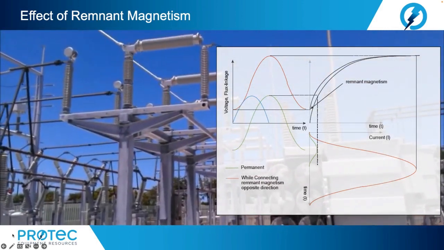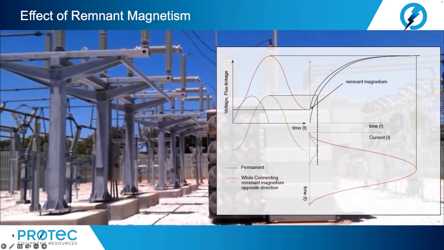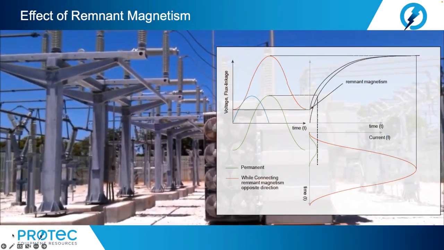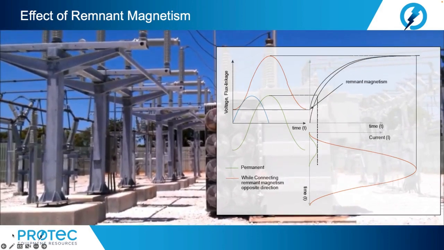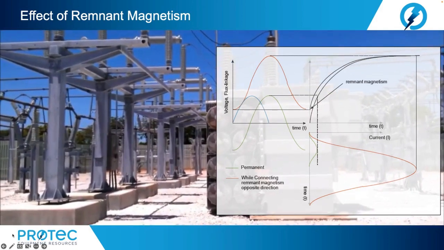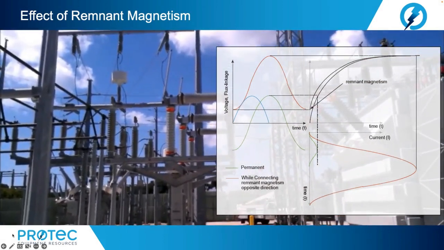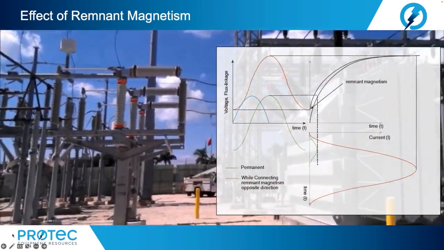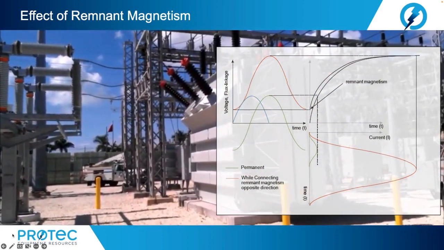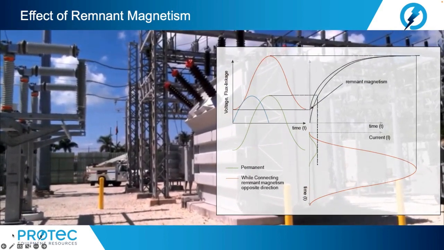Now, if during re-energizing the initial value of flux differs from the prospective flux due to remnant magnetism, a DC offset of the flux linkage will be caused, and a higher than rated peak value will be present. This results in an inrush current that may be several times the value of the normal current.